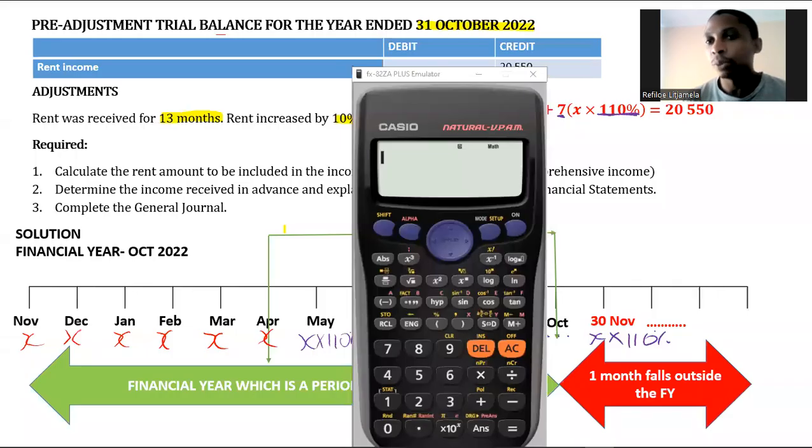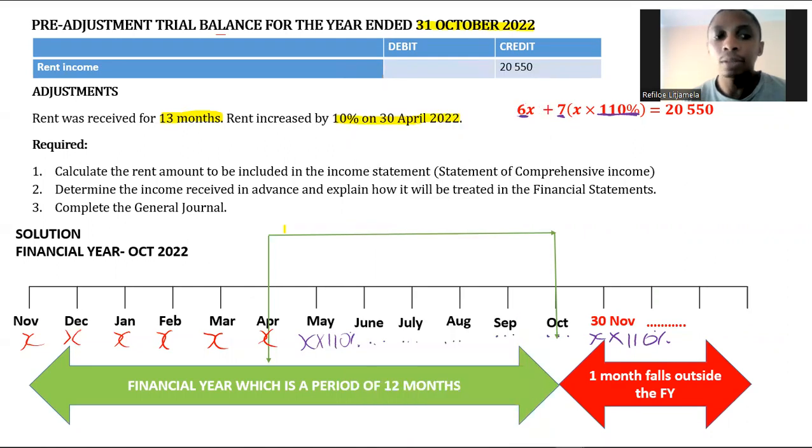Now let's check quickly. 7 times 110, and you're going to press shift, and then you press percentage. Let's see how much it gives you. I will change it to a decimal. So it gives me 7,7. So if I multiply 7 by 110%, I will get 7,7.